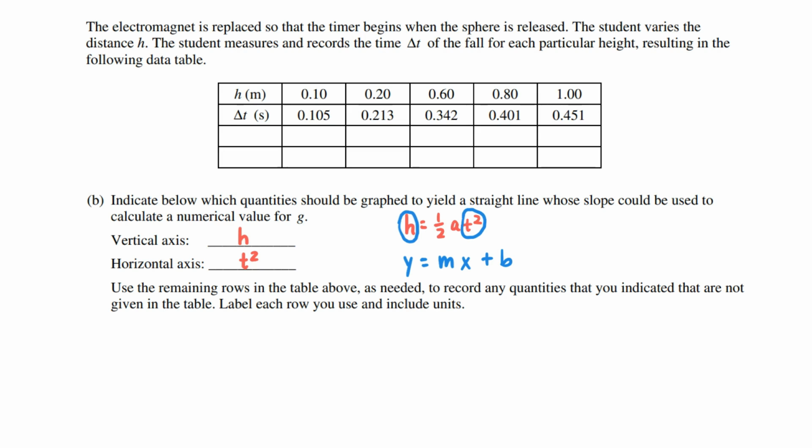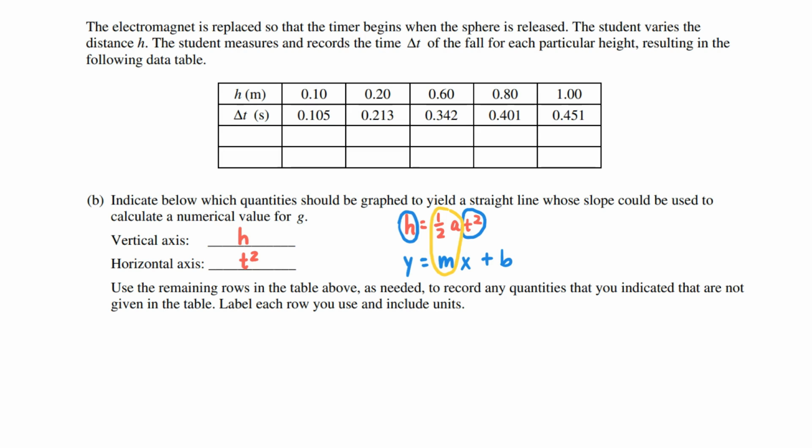But for us, if I make a graph where on the vertical axis I plot the heights, and on the horizontal axis I plot the time squared, then on that type of graph the slope will be equal to 1/2 a, or 1/2 the numerical value for g.